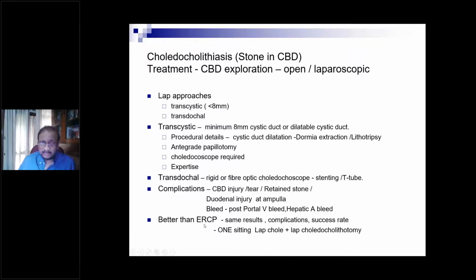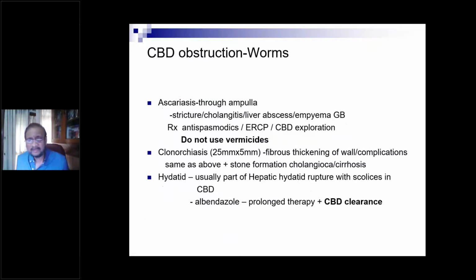It is better than ERCP. Why? Because it could be a single-stage operation for both gallbladder and CBD stone. That is the advantage of a laparoscopic exploration or an open exploration over ERCP, where the endoscopist basically just clears the CBD, and the rest, a laparoscopic or open cholecystectomy, has to be done. So it's a two-phase operation. Here you're doing basically a single-phase operation, right? So one sitting, lap chole with lap CBD exploration.